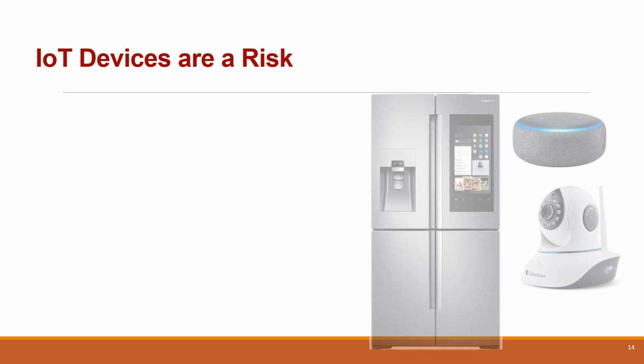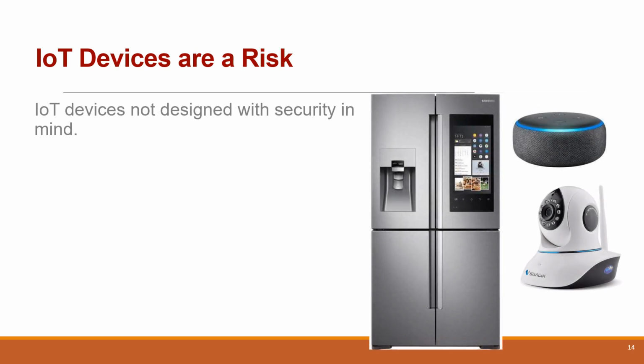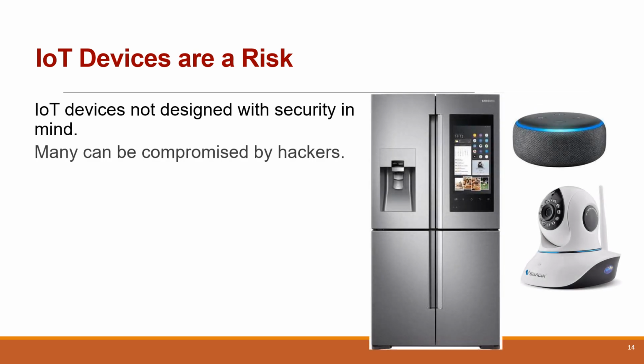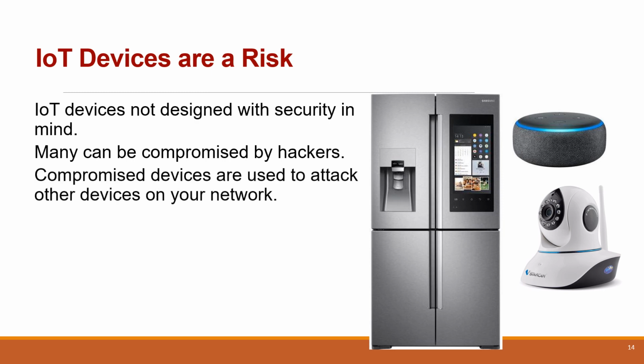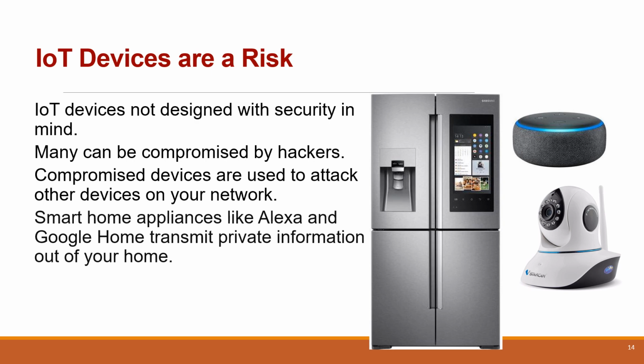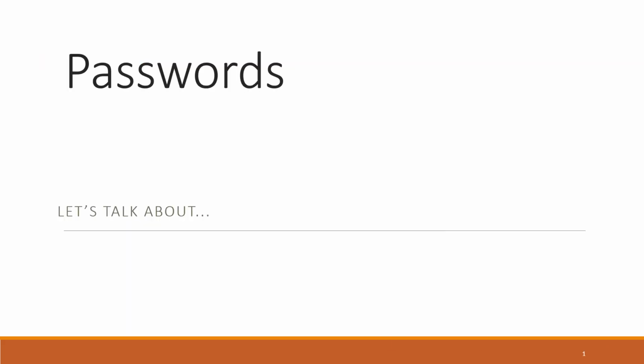Internet-connected devices are often not designed with security in mind. This allows them to be compromised by hackers who can then use those IoT devices to attack other devices on your network. Smart home appliances like Alexa and Google Home Assistant also transmit private information out of your home.